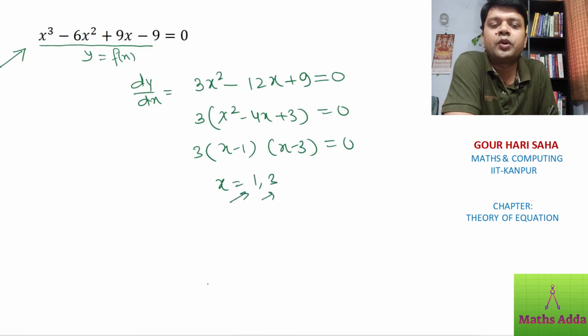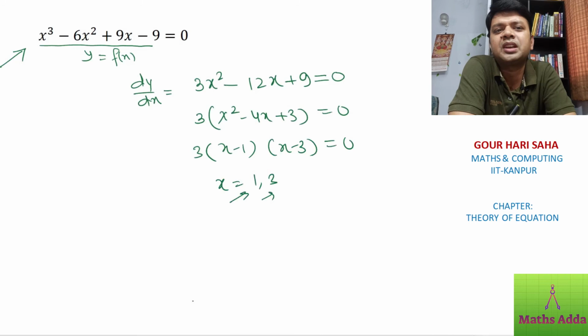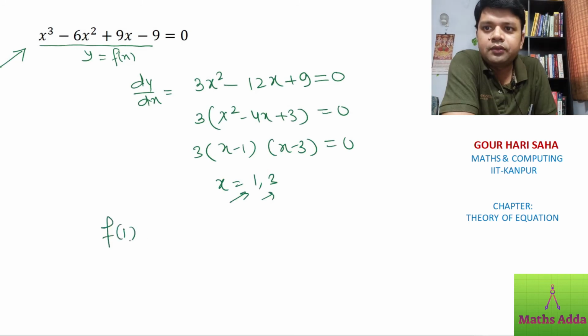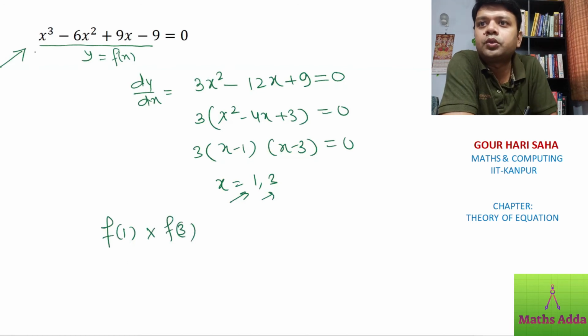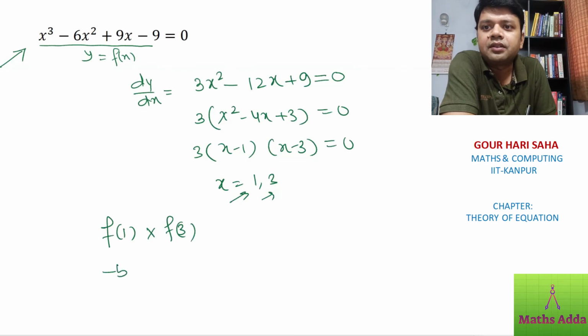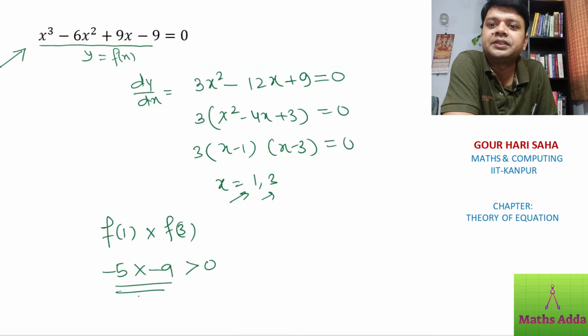So 1 and 3 will be points of maxima or minima. I am not interested in which one is maxima or minima. If I take the product of f1 into f3, right. So f1 is what? Put 1 here, 1 minus 6 plus 9 minus 9, that is minus 5. Into f3, 27 minus 54 plus 27 minus 9, this is minus 9, right. So the product is what? It is greater than 0. This means what? Both are on the same side, correct.